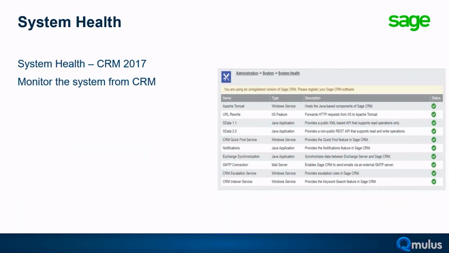The system health feature has been available since CRM 2017. What it does for us is monitor our CRM system without the need for us to log into the server physically and look at anything on the server, like, are these services started? Is this specific component working? This basically brings it all together so we can see all our components from one place. You can see there that we have Apache Tomcat. Is the Windows server started? Is it running? We've got our URL rewriter function, we've got our sdata functions and our quick finds, and so on and so forth.